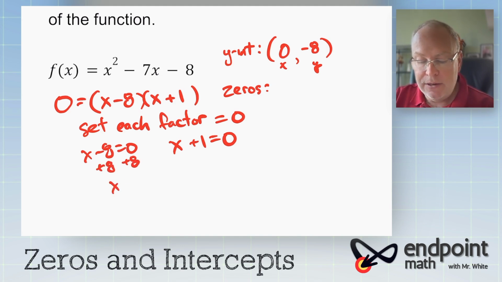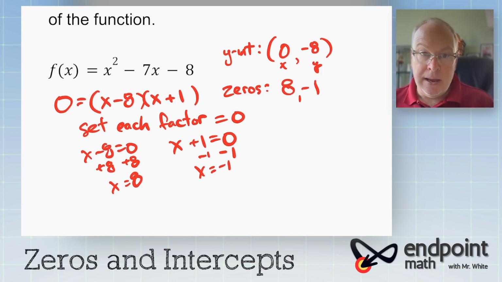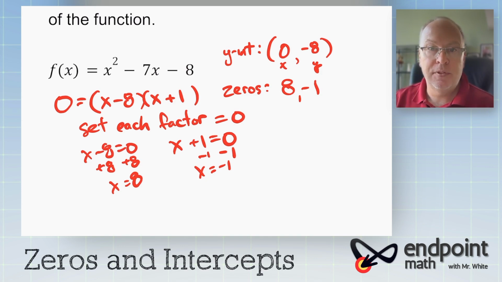So I'm going to add 8. We get x equals 8, and then x equals negative 1 over here. So the zeros are at 8 and negative 1, and I would encourage you to graph that in Desmos or your graphing calculator and just prove to yourself that it really does hit at 8 and negative 1 on the x-axis. So those are called the zeros.